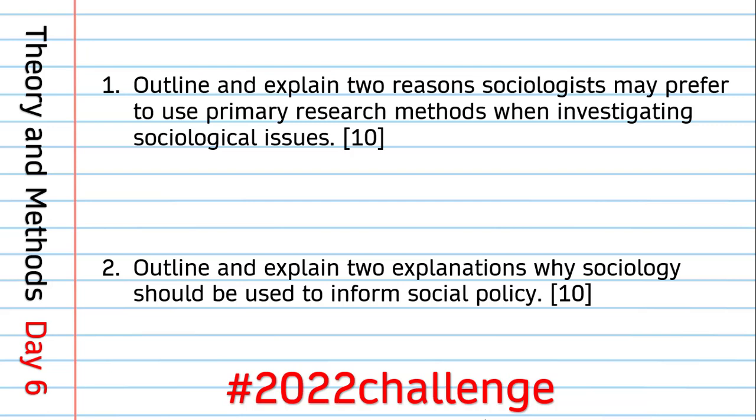Outline and explain 2 reasons sociologists may prefer to use primary research methods when investigating sociological issues is a bit of a tough question. It's combining 2 different spec points: one looking at the idea of primary and secondary data, and another looking at what influences a researcher's choice of topic and methods. So what type of researcher is most likely to use primary methods? Why might they use primary methods? What motivates them to use primary methods? This is what we're looking at in this question.